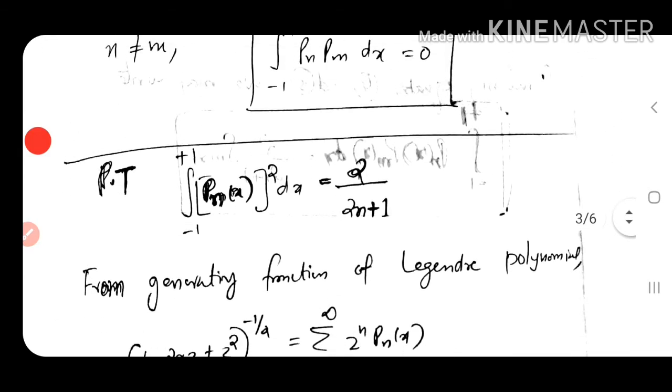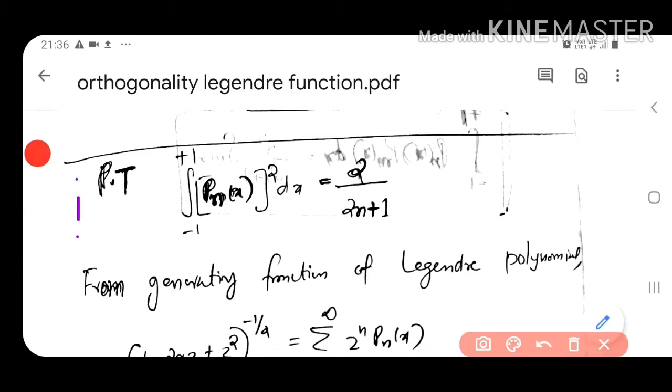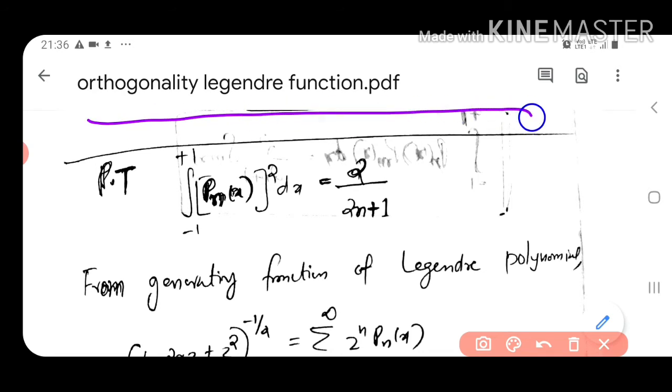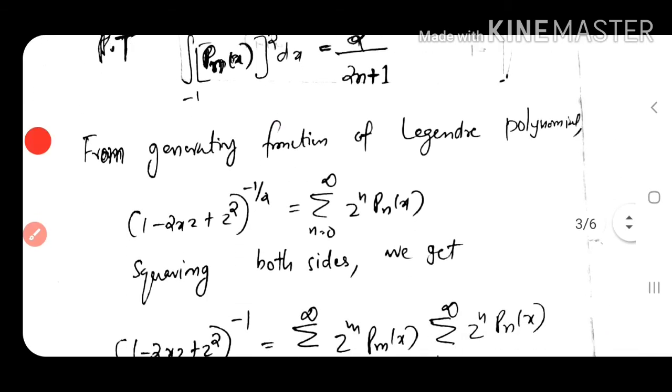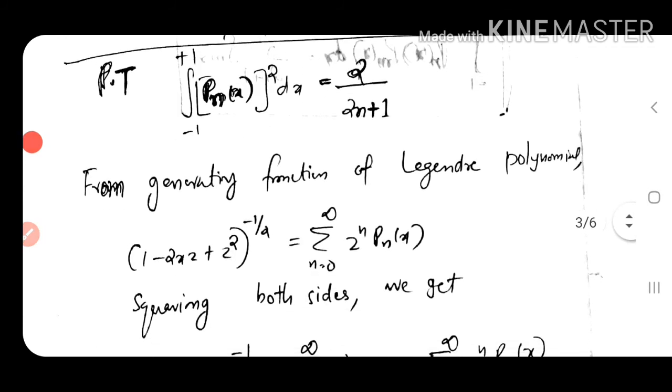In the next step, we have to prove that the integral from -1 to +1 of Pn(x) square dx is equal to 2 by (2n plus 1). Okay, the integral from -1 to +1 of Pn(x) square dx is equal to 2 by (2n plus 1). So from the generating function we prove this.